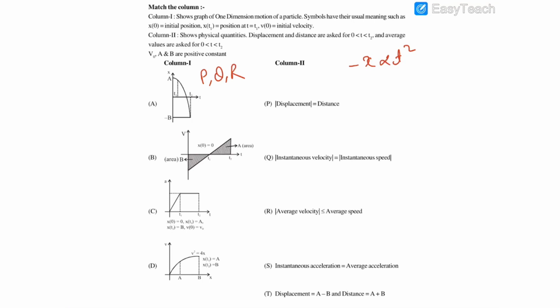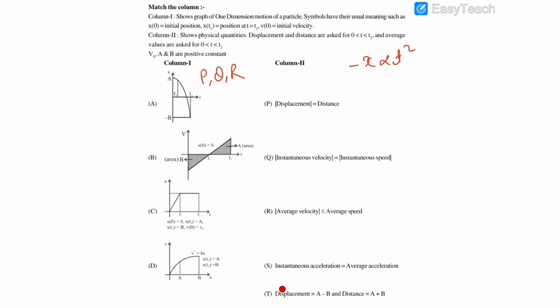Now if we talk about this relationship, it is a parabolic relationship, and if we double differentiate it to find the acceleration, then we can say that acceleration is constant, and then the instantaneous acceleration and average acceleration would be equal. But it is not mentioned in this question, in this figure, that it is a parabola. So we cannot assume that it is a parabola. So we are not placing option S in the correct matching.